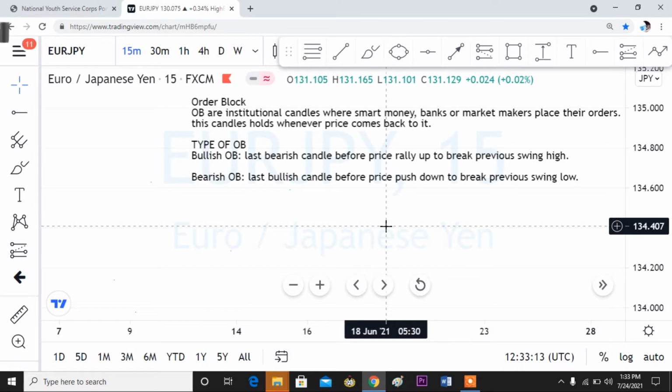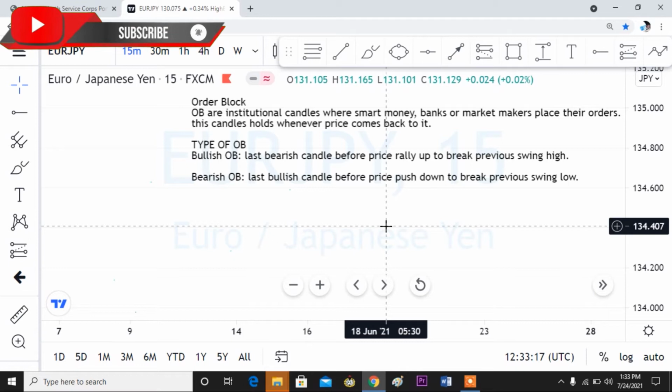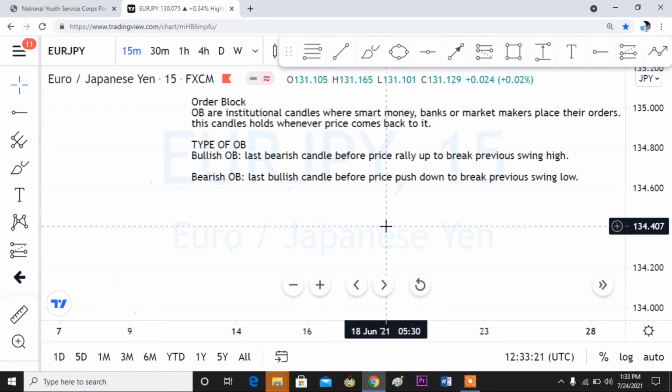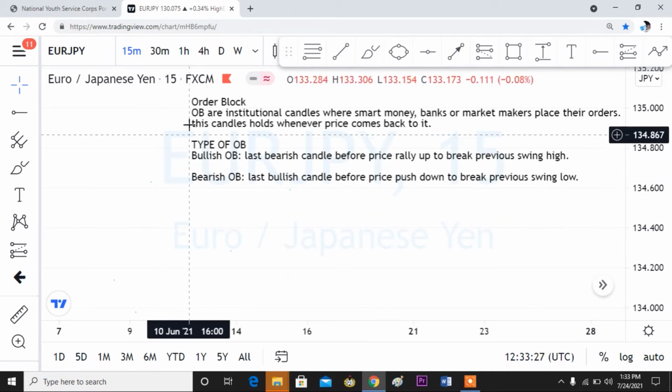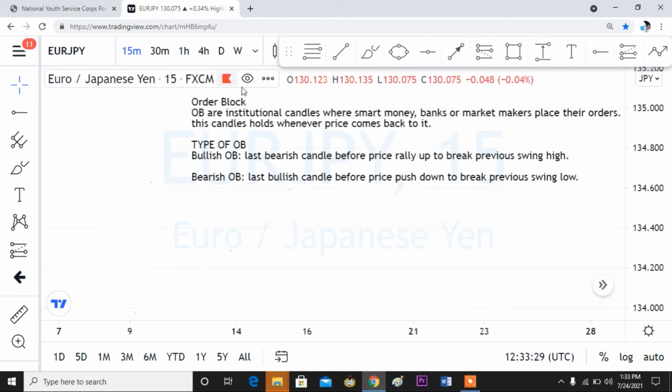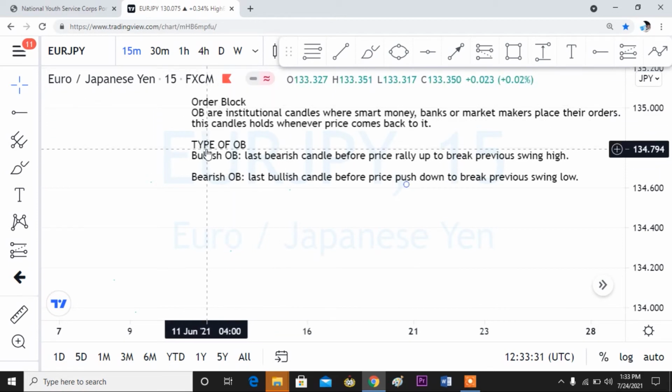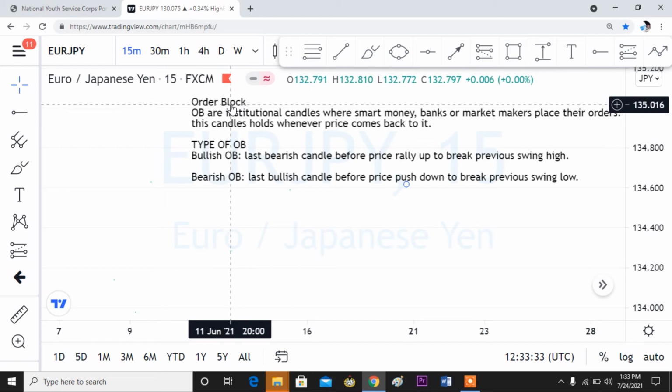Yo, welcome back again to the channel. Like we said before, we want to look at how the big institutions, the big boys, trade the market using the smart money concept called order blocks. So what are order blocks? Well, as you can see from my screen, we have some written notes here that explain what an order block is and the two types of order blocks.